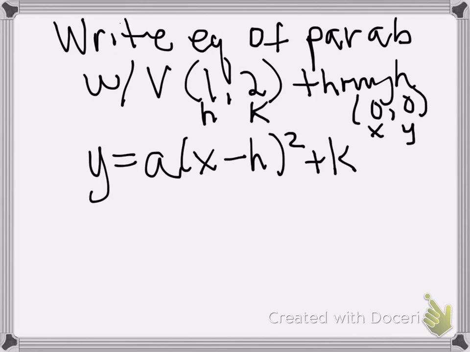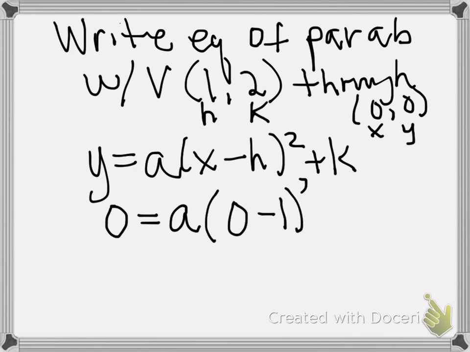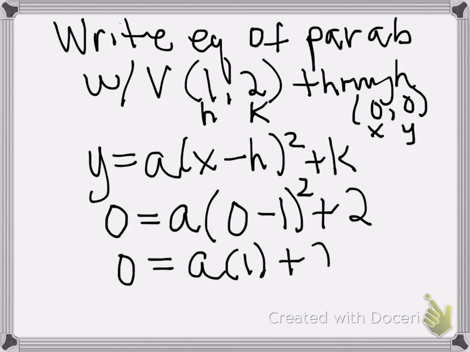In place of y, you're going to put a 0. We don't know a, we're looking for it. In place of x, you're going to put a 0. In place of h, you're going to put a 1, and then you know to square that. And in place of k, you're going to put a 2. And then basically all you have to do is a little algebra 1. You're just going to solve for a. So that's 0 equals a times (0 minus 1), which is negative 1 squared, which is 1, plus 2. And then when you move the 2 to the other side, doesn't negative 2 equal a?